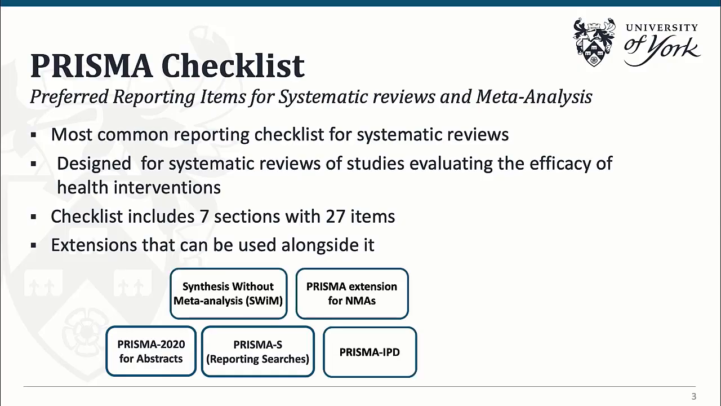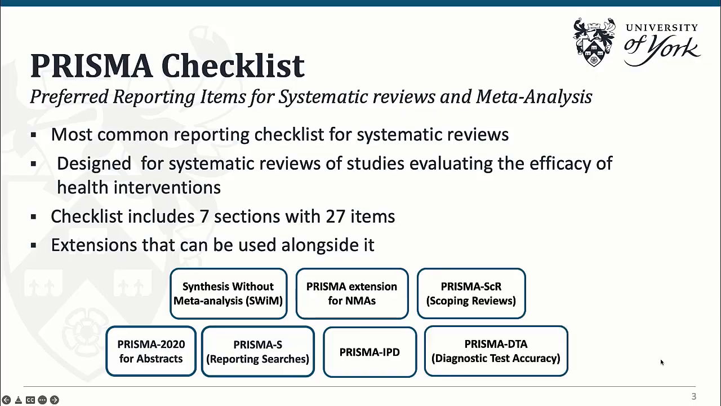There are extension checklists for different methods of synthesis. For example, if you're not planning to conduct a meta-analysis, you may consider the Synthesis Without Meta-Analysis or SWiM guidelines. There are also extensions for reporting network meta-analyses and meta-analyses using individual participant data. They also have reporting guidelines for specific types of systematic reviews, such as systematic reviews assessing diagnostic test accuracy, and also for variations on systematic reviews, such as scoping reviews.